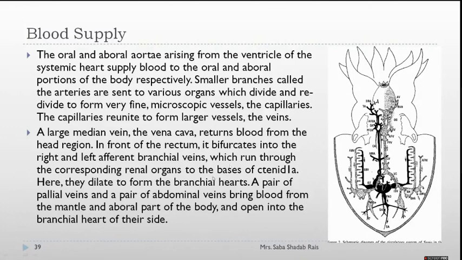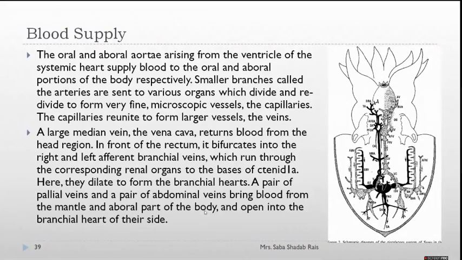They run corresponding to the renal organ to the base of the ctenidium. Thereafter they dilate to form the branchial heart. I told you the branchial heart is nothing but a modification of the vena cava only. Then from there it goes to the pair of pallial veins. The pallial veins are the visceral vein, and a pair of abdominal veins bring blood from the mantle and aboral part of the body. Then all these veins will open.